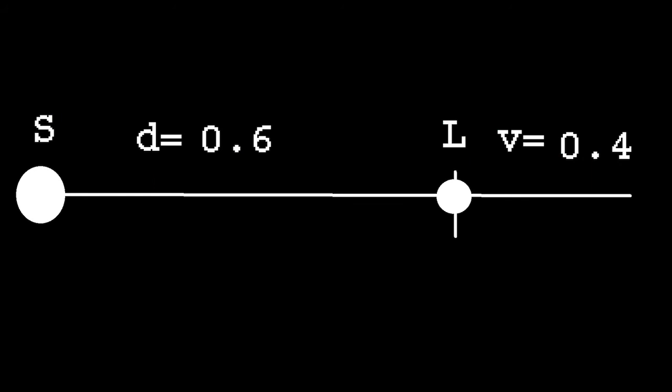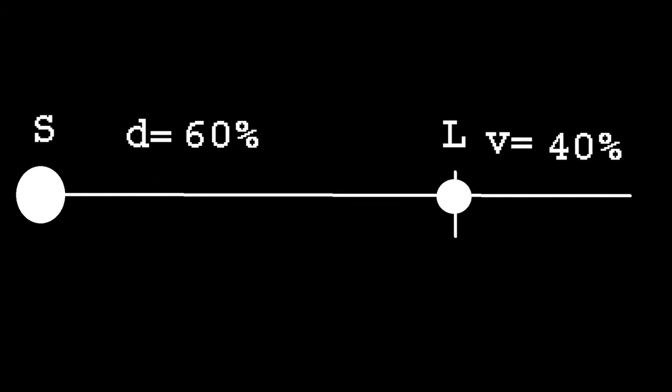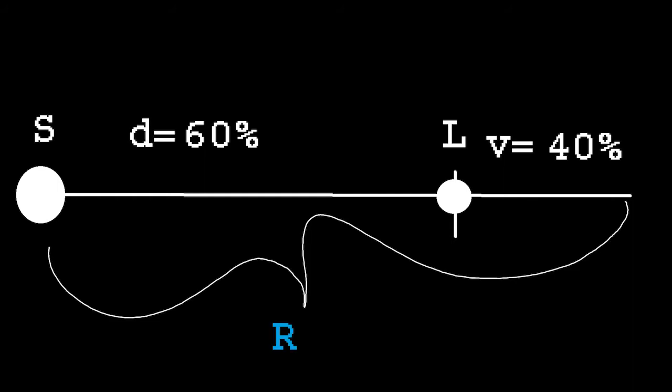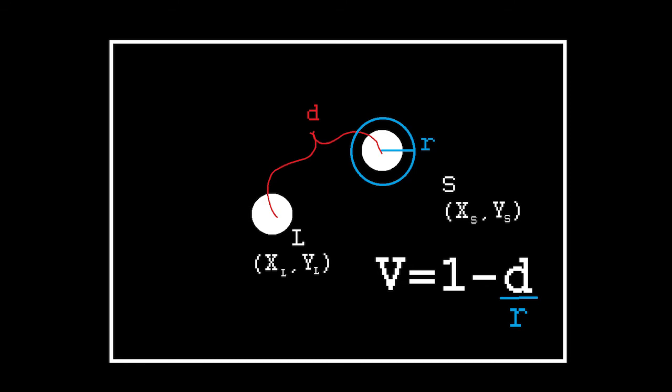If we go back to our number line, we can take these distances and instead label them as percentages, a percentage of how close you are and a percentage of volume. Now, we can take this percentage and find the percentage for any distance with any radius. If we just take the percentage value as the distance divided by the radius, which gives us our final solution of the volume equaling 1 minus the distance divided by the radius.